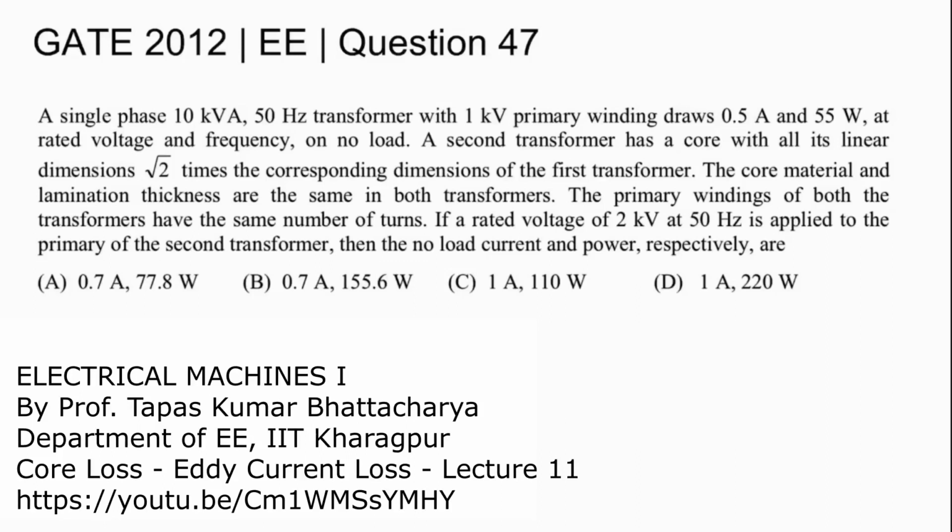This is GATE 2012 electrical question number 47. A single phase 10 kVA 50 Hz transformer with 1 kV primary winding draws 0.5 ampere and 55 watt at rated voltage and frequency on no load.